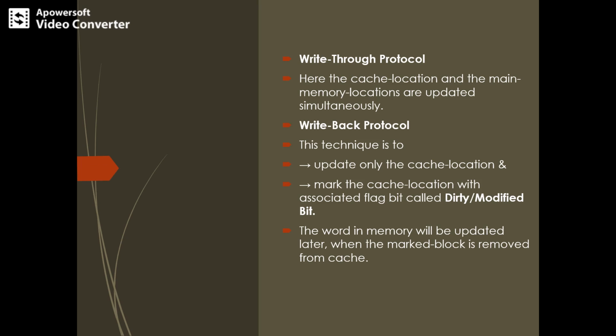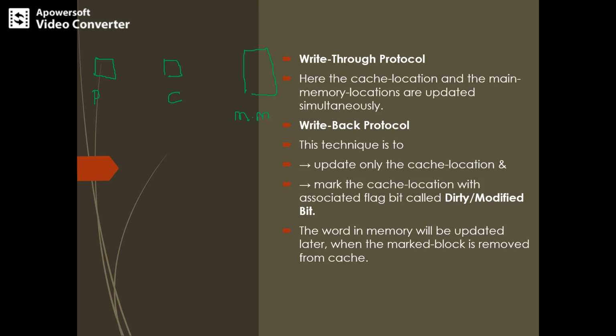So we are having two protocols here. The first one is write through protocol. In the case of write through protocol, the cache location and the main memory locations are updated simultaneously. Here I'll consider a single processor, the cache, and one main memory. So this is processor, cache, and this is main memory.